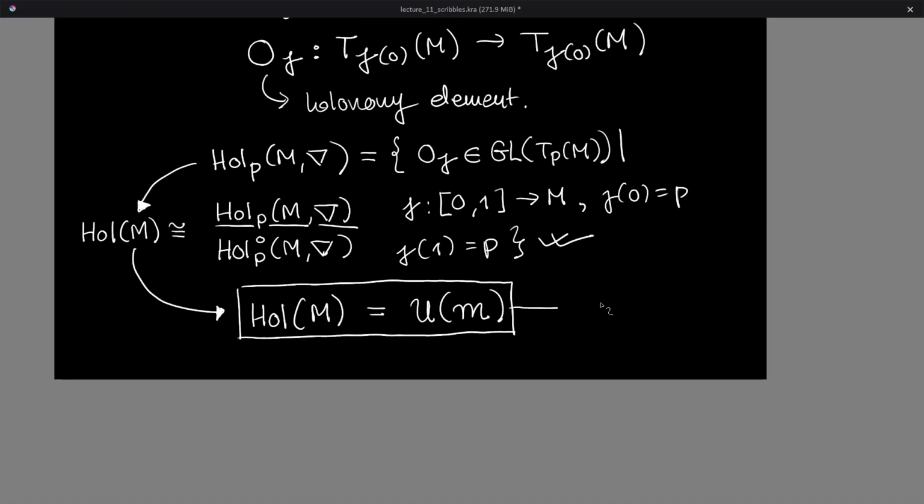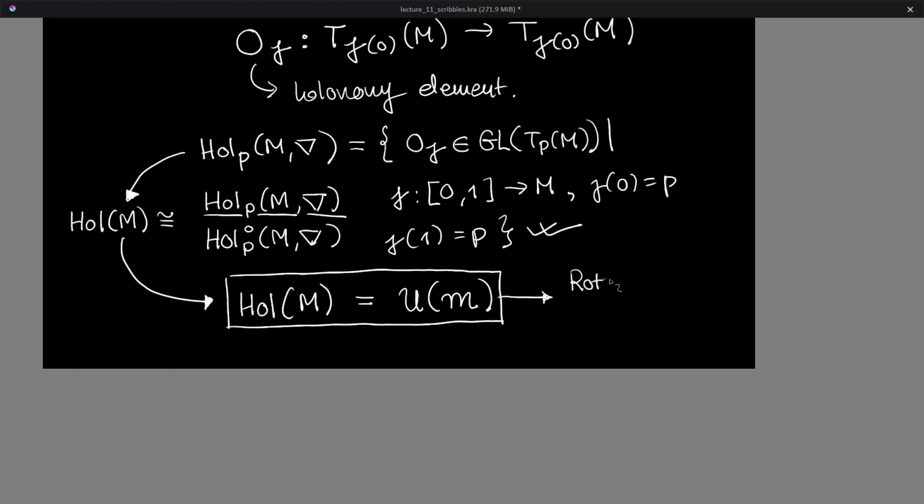In order to be a full explanation, let me also explain this. This is the rotation group for complex spaces, which preserves the complex length of vectors. So basically what it's saying is that holonomy will only rotate vectors and it will not change their length.